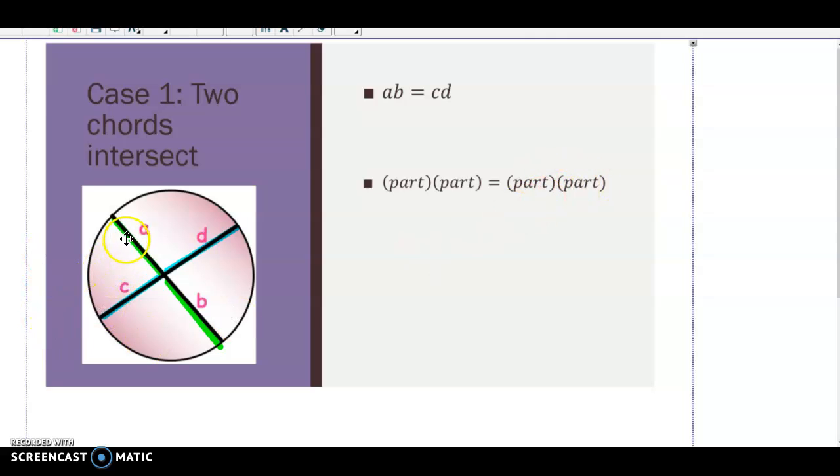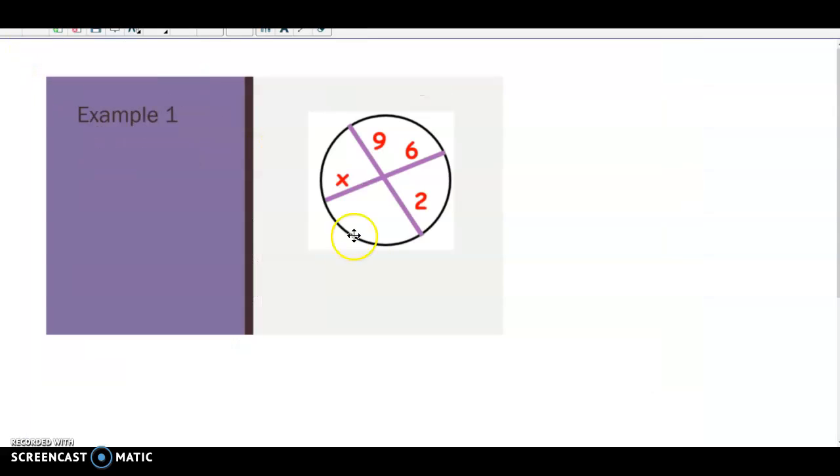And we can't jump off to different chords. We have to stay on the same chord. So I can only say A times B is equal to C times D. I can't say A times D or A times C. I have to stay on that same line. So let's do a couple of examples.